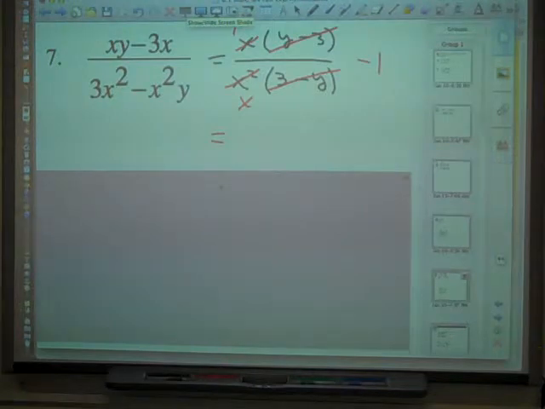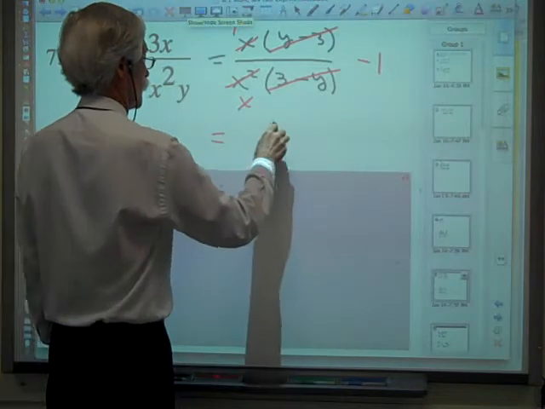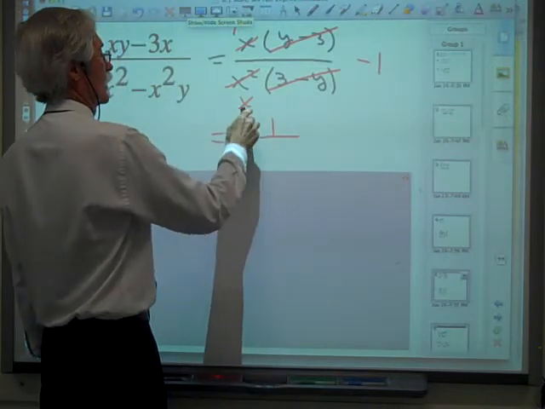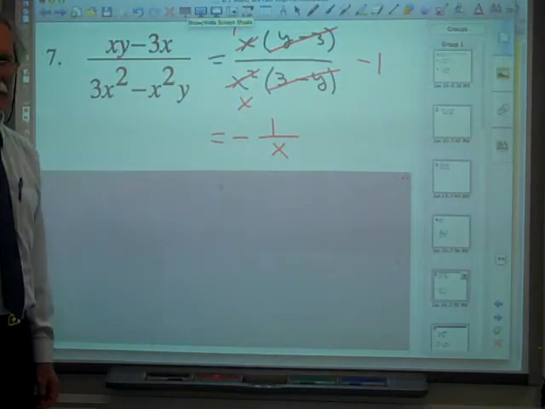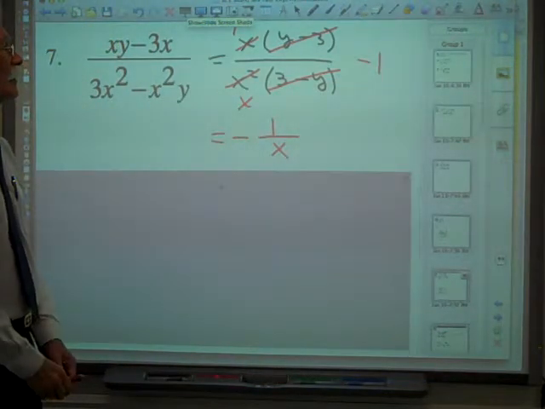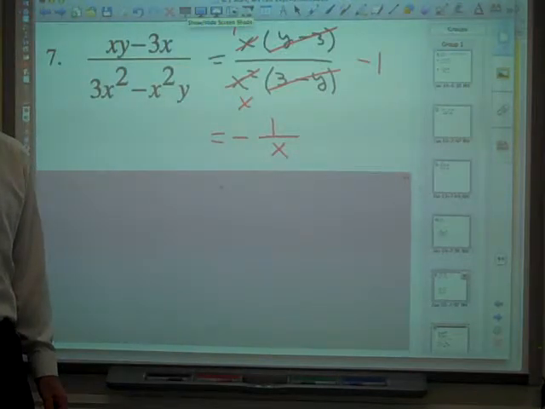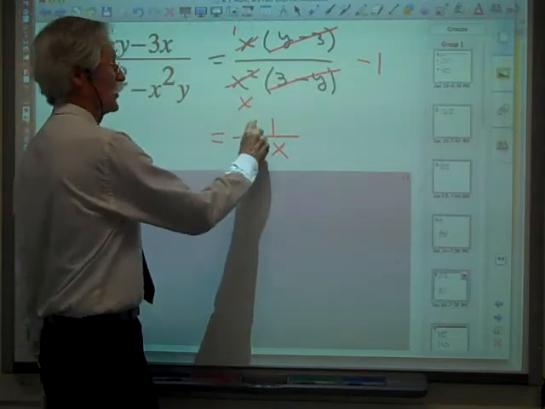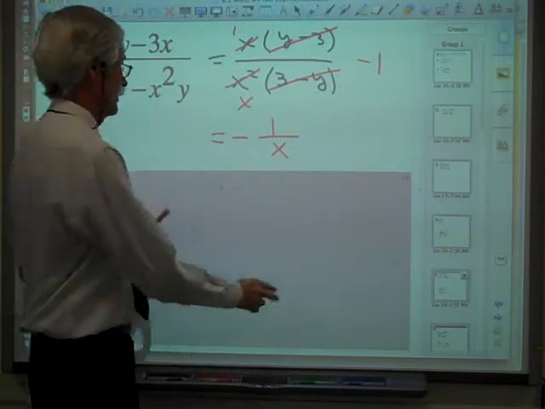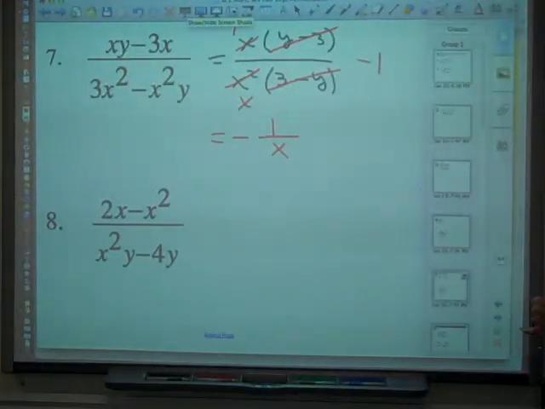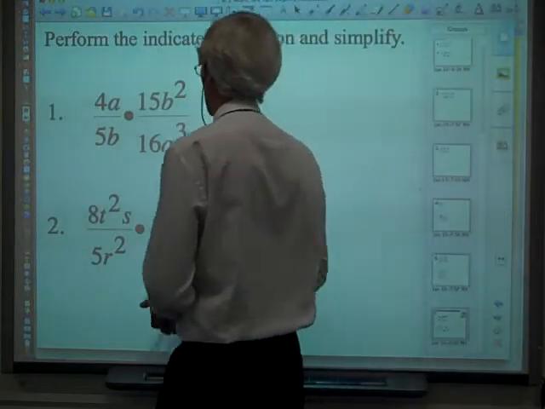What are we going to write? What's left on the top? 1. What's left on the bottom? X. What about the minus? Just stick it in front. We got minus 1 over X. If you put the minus on the top or the minus on the bottom, it's still okay.